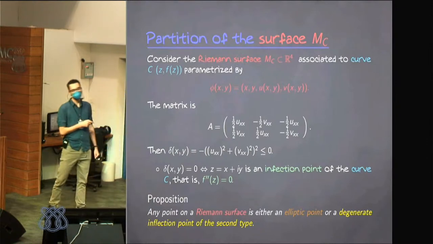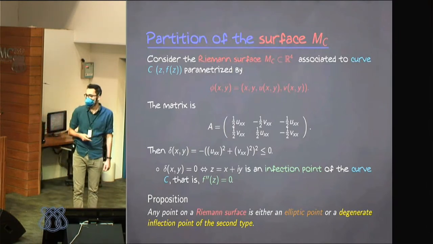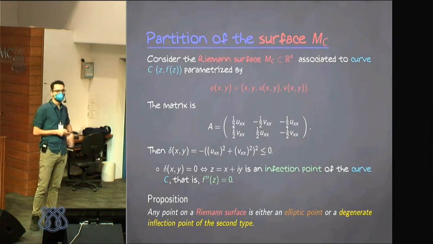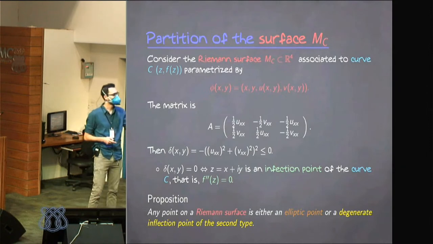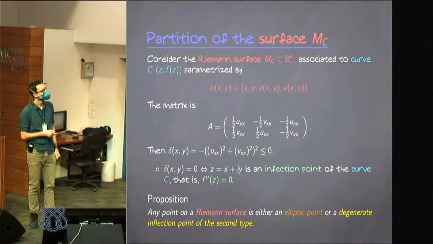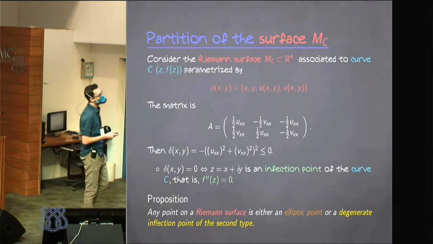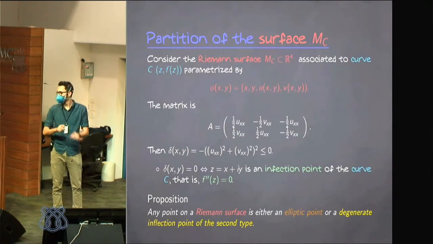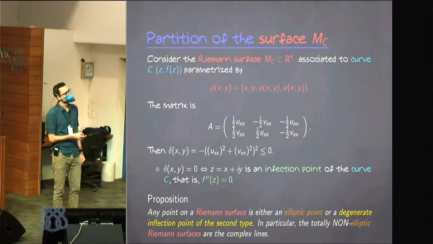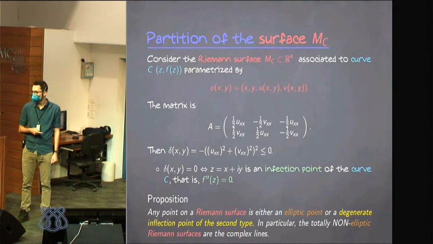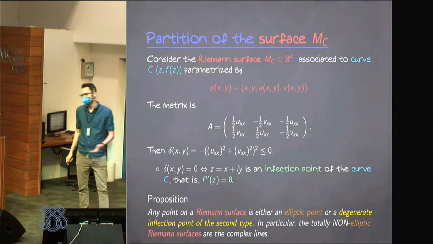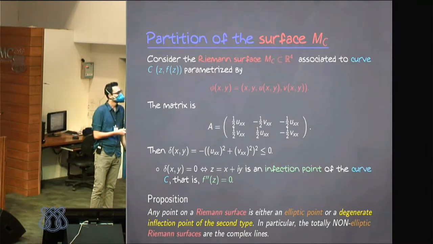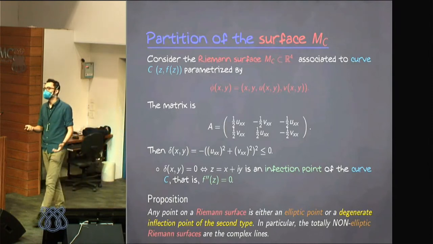Any point on a Riemann surface is either an elliptic point or a degenerate inflection point of the second type. Okay? But we need to pay attention to the names here, because an inflection point of the curve is one thing, and an inflection point of the second type is another thing. Another remark: if we are on one complex line, all the points are inflection points. So the important thing I presented before is the geometry of the generic surface. But in our case, our point is an elliptic point or a degenerate inflection point.